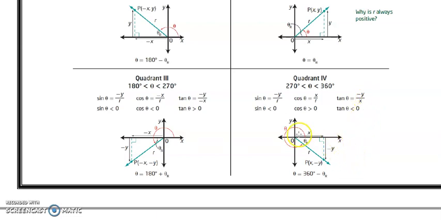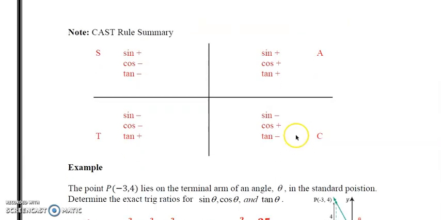Well, in summary, I did a summary chart for you. Basically, this chart is the same as the one above. So we got quadrant 1. All primary trig ratios are positive, hence the A. That's why it's the CAST rule, C-A-S-T. So A, or some people use it as All Students Take Chemistry or Calculus. So that's what they call it, the CAST rule. It's just something to remember.